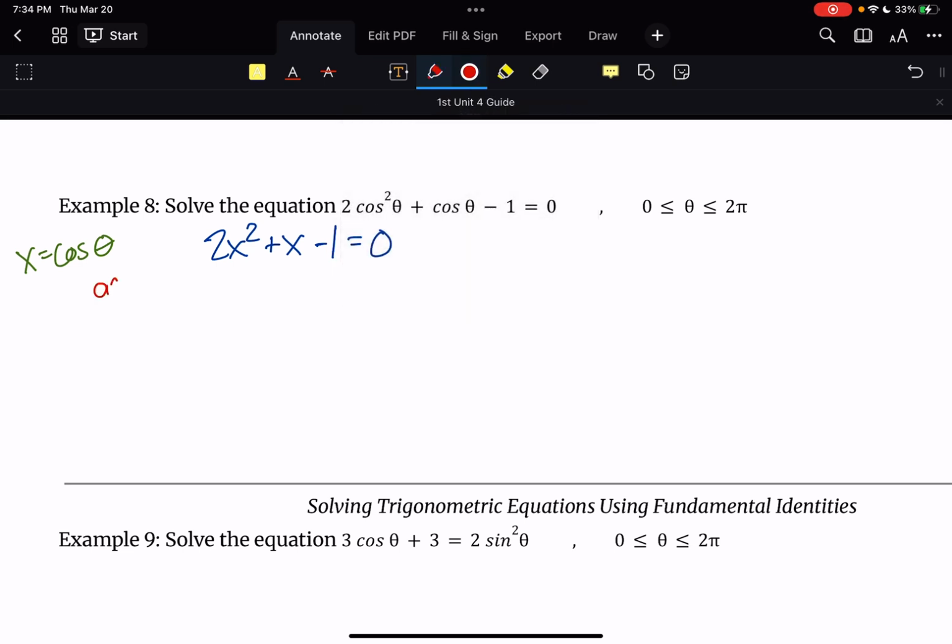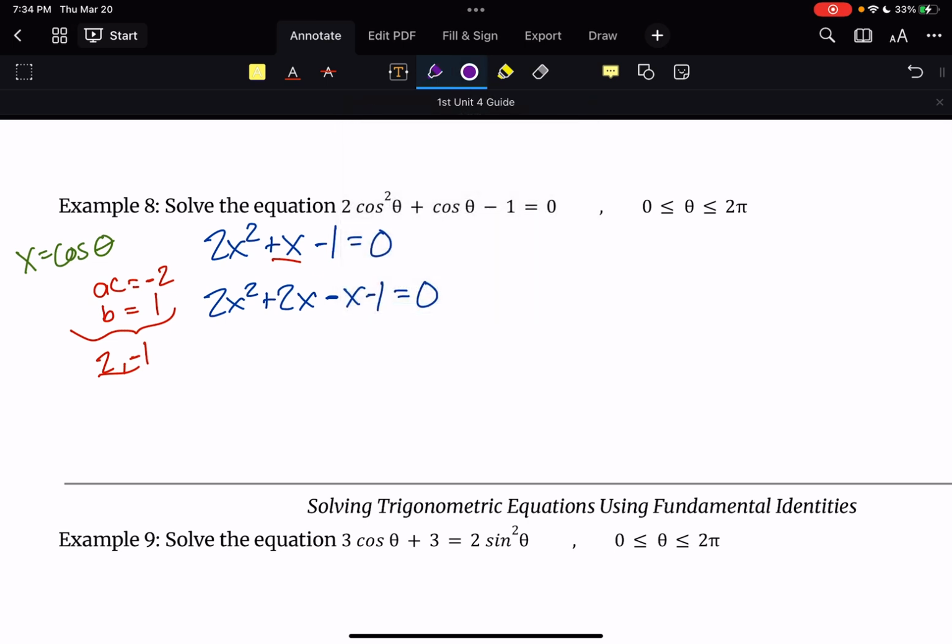So I've got a, c, and b. A times c, 2 times negative 1, is negative 2, and I get a b of 1. So what multiplies to negative 2 and adds to 1? That would be positive 2 and negative 1. So I'm going to take those two and split my middle term. So I get 2x squared plus 2x minus x minus 1 is equal to 0.